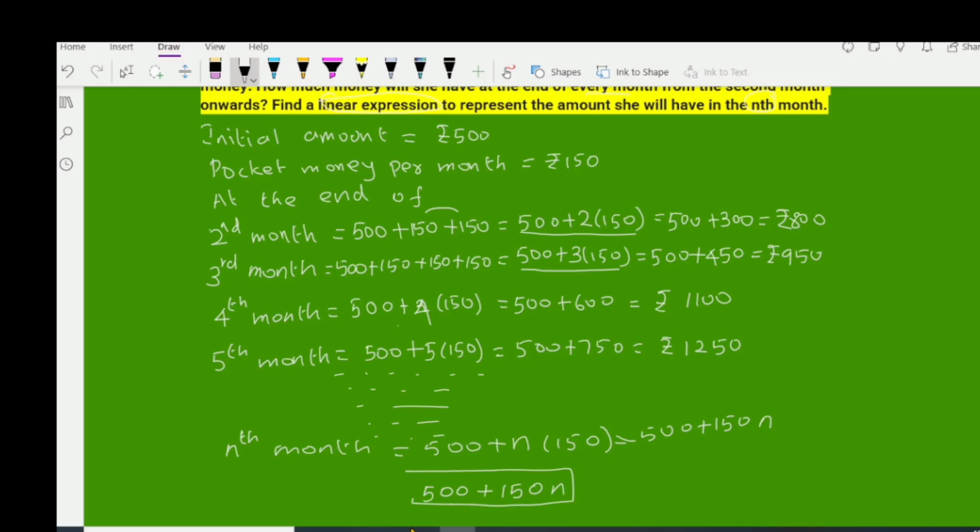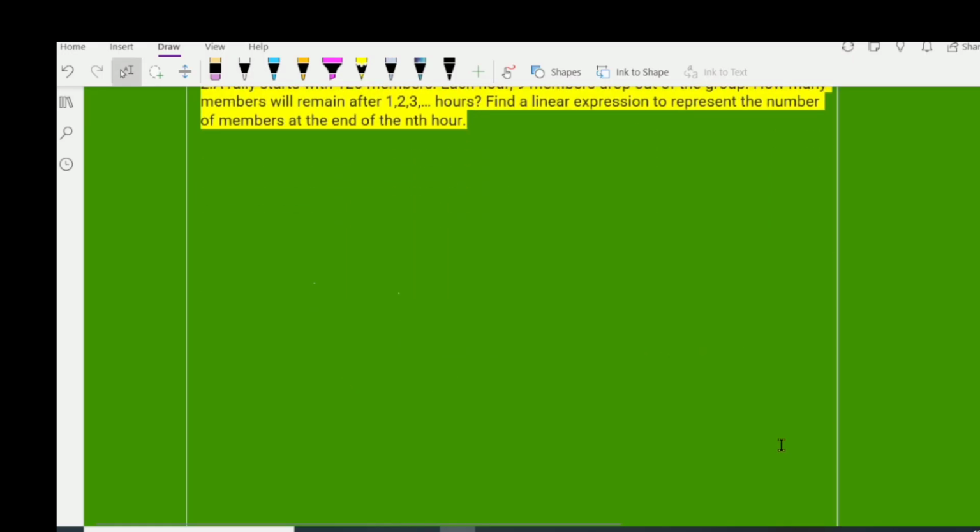Using this, you can find for any month, at the end of any month, at the end of 20th month, at the end of 100th month, anything you can find. In the place of n you can replace that month number and you can calculate the amount. Okay, this is the required linear expression for the question. Look at the next question.